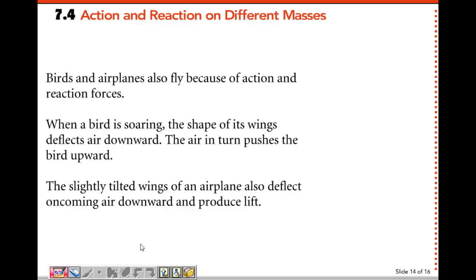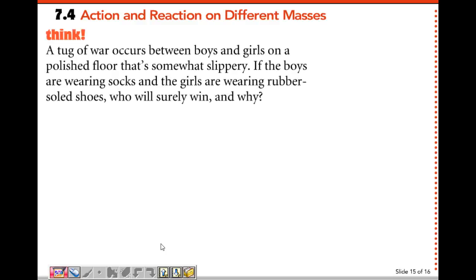Birds and airplanes also fly because of action and reaction forces. If a bird is soaring, the shapes of its wings deflect air downward. The air again with the reaction pushes back up, and so the bird flies. The slightly tilted wings of an airplane do the same thing. They also deflect air downward, and the air pushes back upward and produces this effect that we call lift of an aircraft.